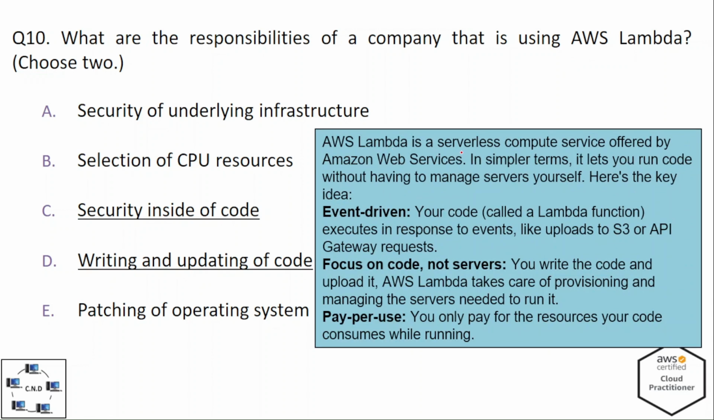So AWS Lambda is basically a serverless compute service offered by Amazon Web Services. In simple terms, it lets you run code without having to manage servers yourself. Here's the key idea: event driven. So your code, called a Lambda function, executes in response to events like uploads to S3 or API Gateway requests. Focus on code, not servers. You write the code and upload it. AWS Lambda takes care of provisioning and managing the servers needed to run it. Pay per use. You only pay for the resources your code consumes while running.